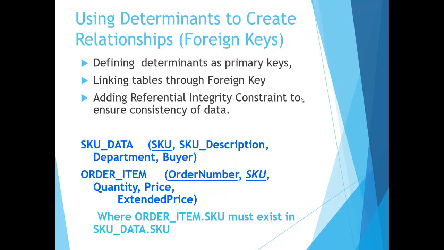To make sure that the two tables have the same SKU number and no errors happen, we need to add statements that consider a condition, or what we call constraints, to ensure referential integrity of the data. The statement will be where order item.sku must exist in SKU data.sku.